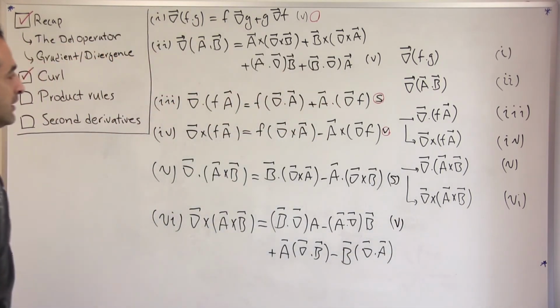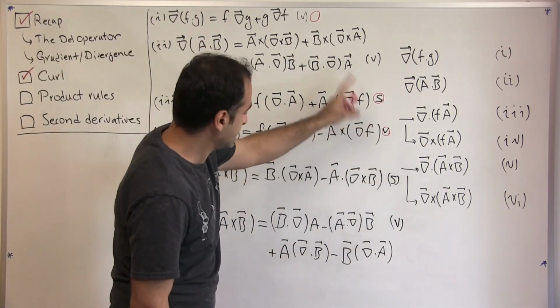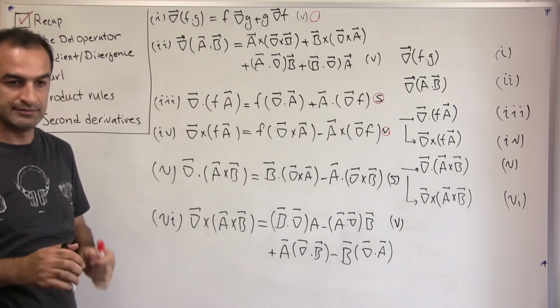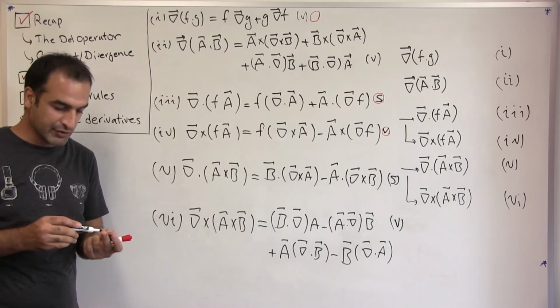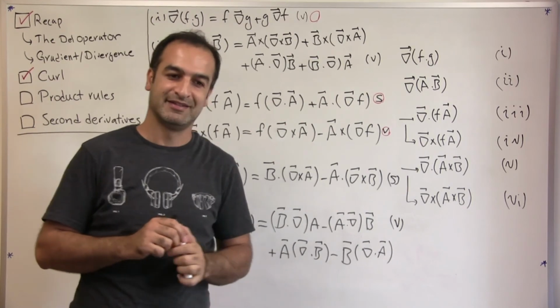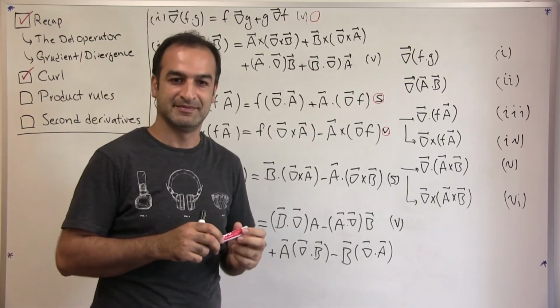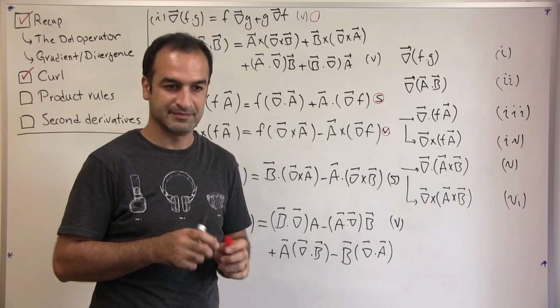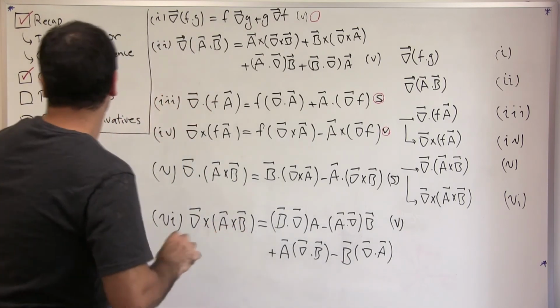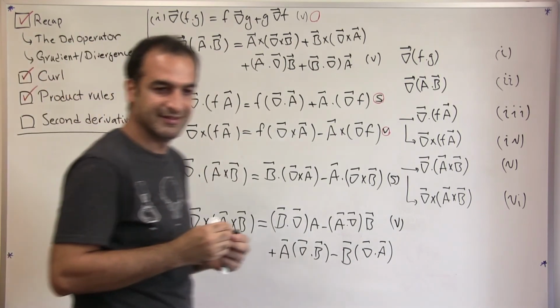So we have two scalars, 1 and 2, and the rest are vectors. The one that gives you a scalar is divergence. Divergence always gives you a scalar. The curl and gradient give you a vector. Make sense? Any more questions?